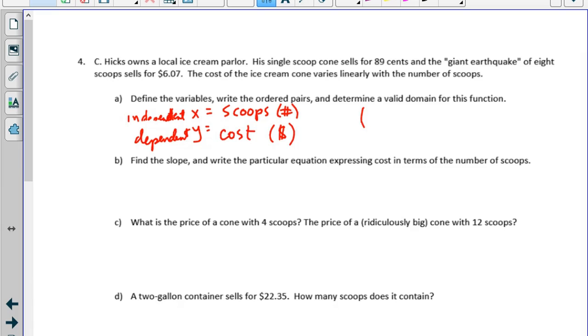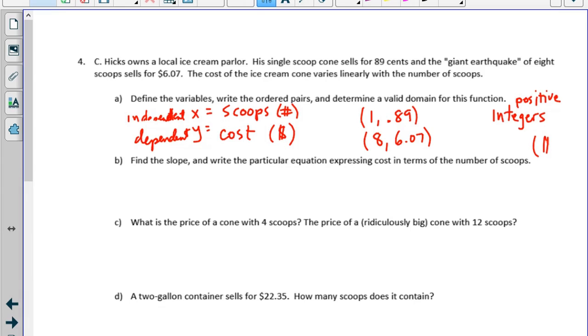So the points in this problem are 1 scoop and 89 cents. And then it appears that I have an 8 scoop earthquake for $6.07. So those are the two points I have. The valid domain for this problem is going to be the integers. Actually, the positive integers, because I can't have a negative value of scoops, and I can't have a fractional scoop.